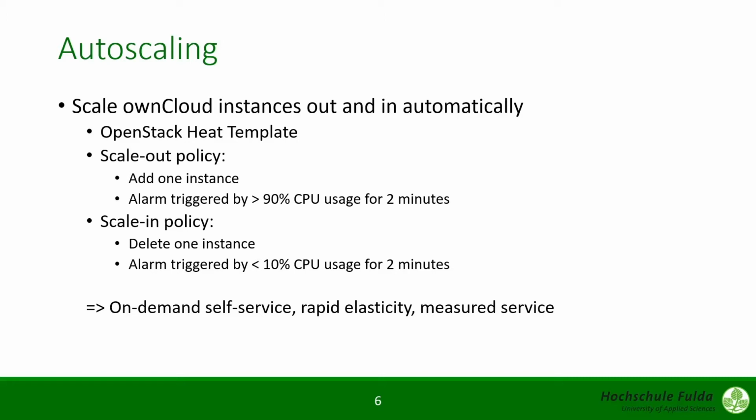On the other hand, a scale-in policy will terminate one instance if an alarm is triggered by lasting low CPU utilization. Thanks to the autoscaling, we can also leverage the benefits of on-demand self-service, rapid elasticity, and of course the measured service. That way, we would never have more instances running for OwnCloud than necessary.